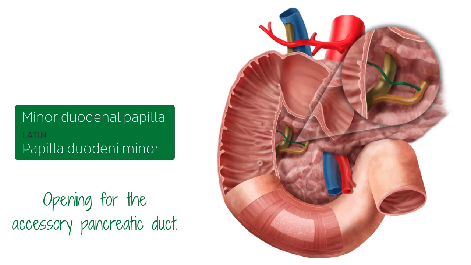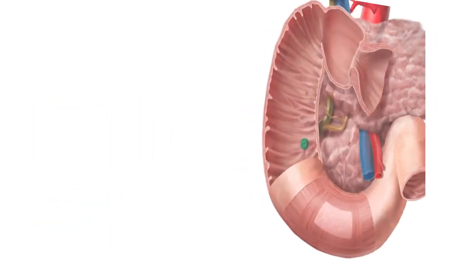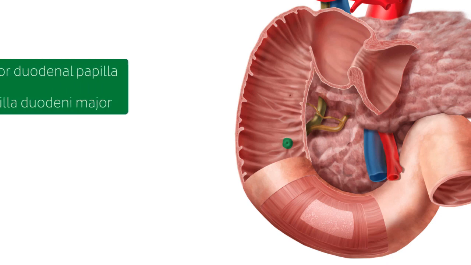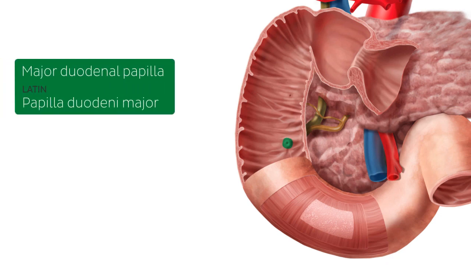I'd like to focus a little bit more on the next structure, the major duodenal papilla, just located inferiorly to the minor duodenal papilla. This one is the opening for the pancreatic duct into the lumen of the descending part of the duodenum. It is a place where the main pancreatic duct and the bile duct join together to form the hepatopancreatic ampulla, also known as the ampulla of Vater.